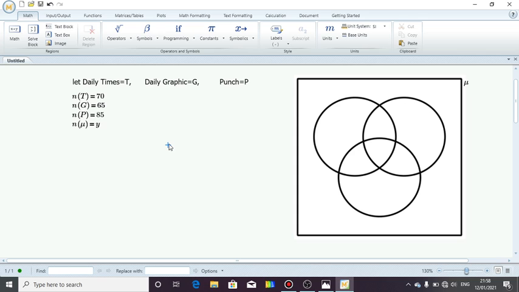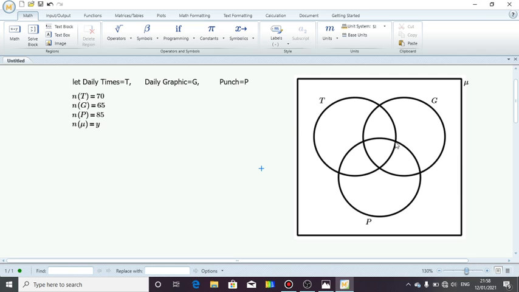Then let's label the other terms we have. We have capital T, we have capital G, then we have capital P. So let's take them to their place. Let's call here punch. It just depends. And let's call here daily times. Then let's call this place daily graphics. So you can see we have labeled the 3 circles. This is the circle for daily times, and the total number of daily times is 7.